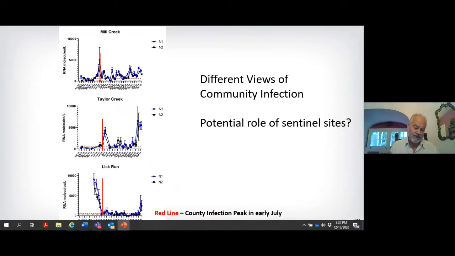Early on in May, late May, early June, when we saw this rise, well, Lick Run probably was more at risk because they weren't working from home, but the personal decisions that people are making now that are leading to spread of the virus are different later on in the pandemic than early.